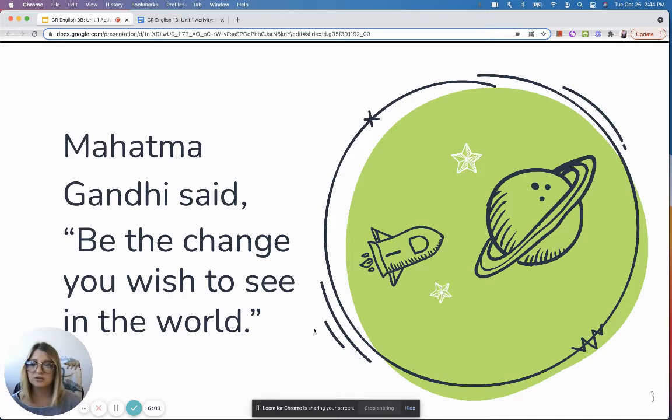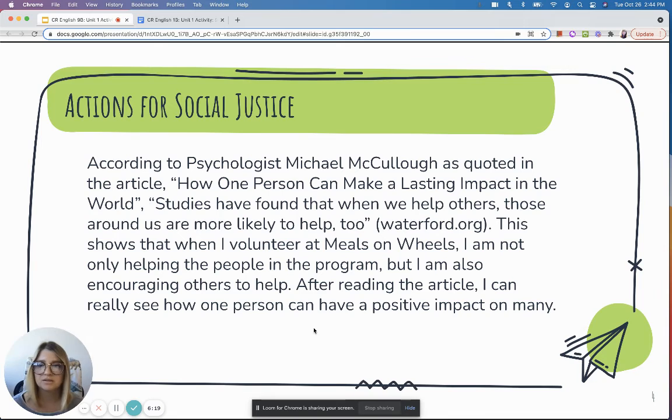So I chose to include a Mahatma Gandhi quote, and it says, "Be the change you wish to see in the world." And I felt like this connected to my presentation because I am focusing on how one person can change many people. So action for social justice.